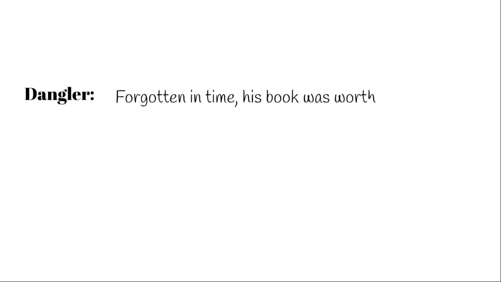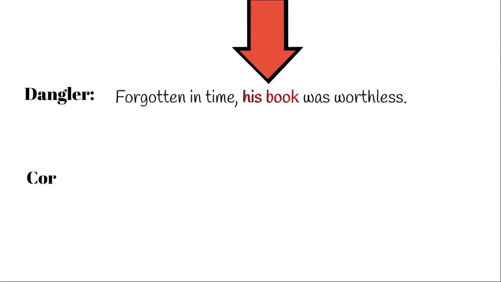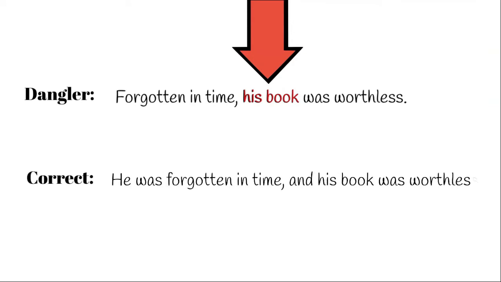Dangler: Forgotten in time, his book was worthless. The problem, his book shouldn't come right after time because he was forgotten, not his book. Correct: He was forgotten in time and his book was worthless.